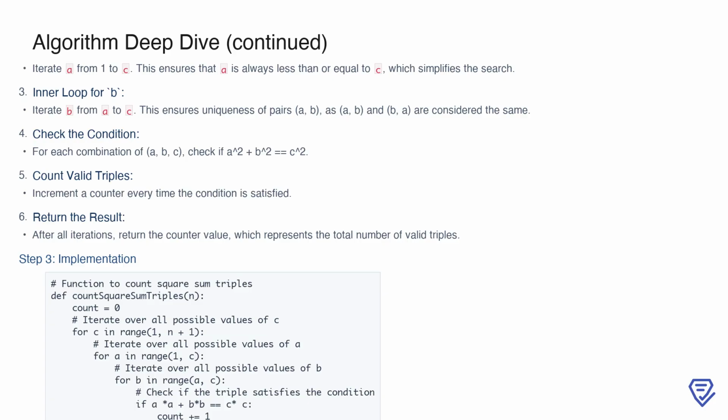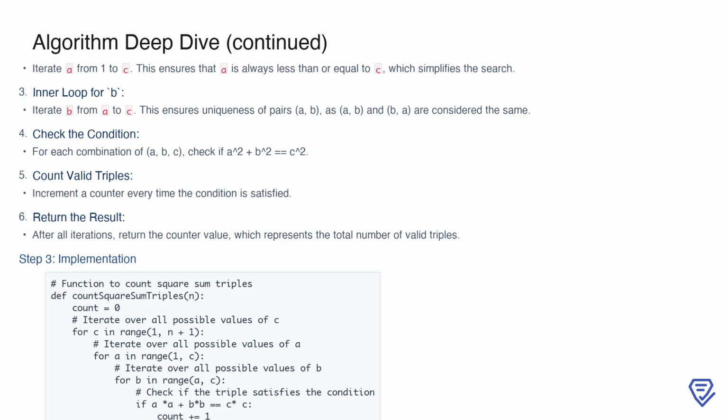First, we use an outer loop to iterate through all possible values of c, from 1 to n. Since c represents the largest number in the triple, this ensures we don't miss any valid combinations. Next, we use a middle loop to iterate through all potential values of a, ranging from 1 to c. This ordering ensures that a stays less than or equal to c, which simplifies our search and adheres to the constraints. Finally, we use an inner loop to iterate through values of b, starting from a and going up to c.